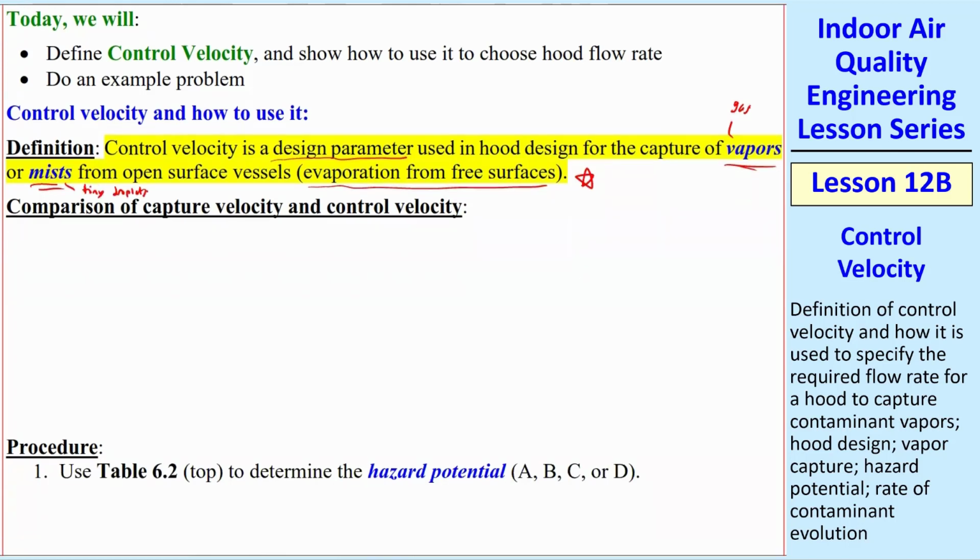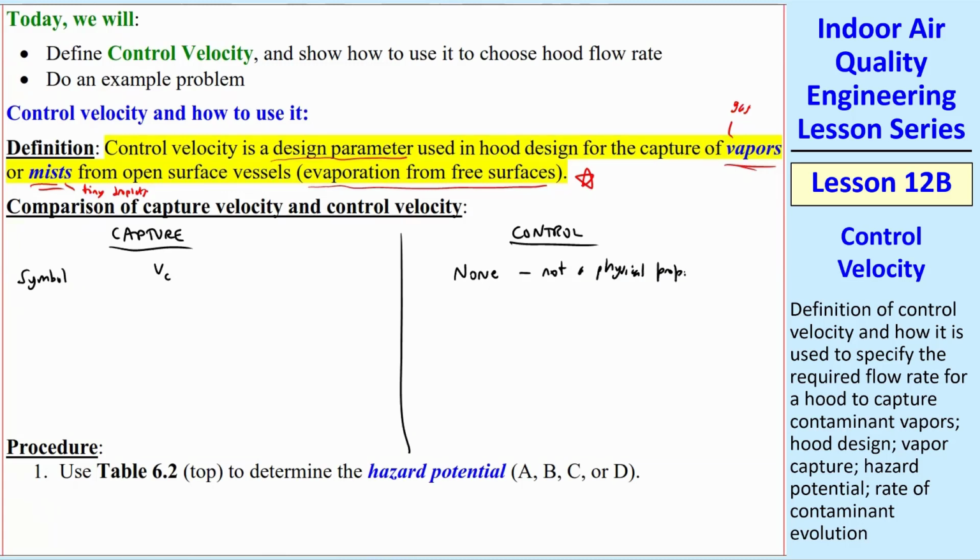I want to first do a comparison between capture velocity and control velocity. First of all, the symbol for capture velocity was V sub c, and the symbol for control velocity is none. It's a design parameter, so it's not a physical property. It's not really a velocity. It has units of velocity, but it's just a design parameter.